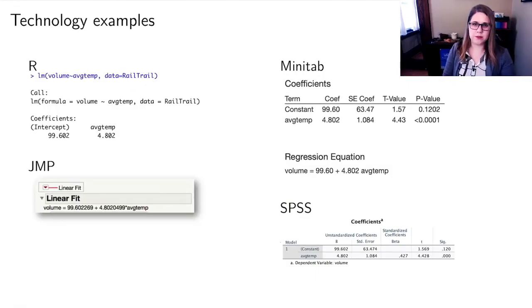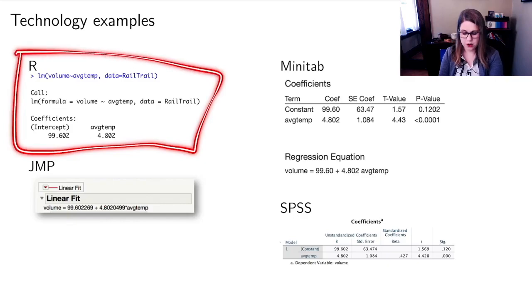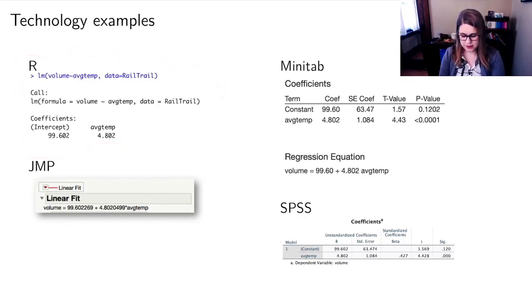So I've pulled out some technology examples here to show you how different technology would report that regression line. I'm a big user of the programming language R, that's what I make all my slides in, and this is how it would tell me about the regression line. It would say the intercept is 99.62 and the slope is 4.8. JMP maybe gives me more decimal points when it reports it.